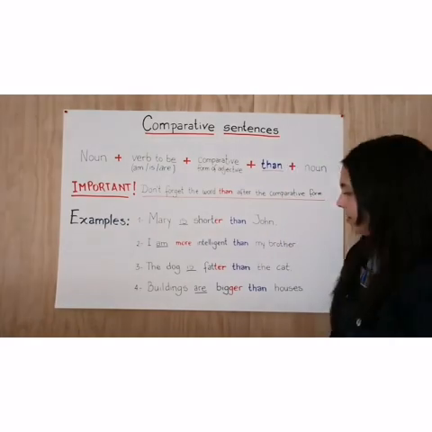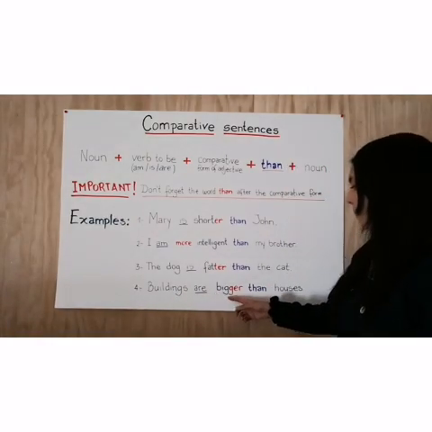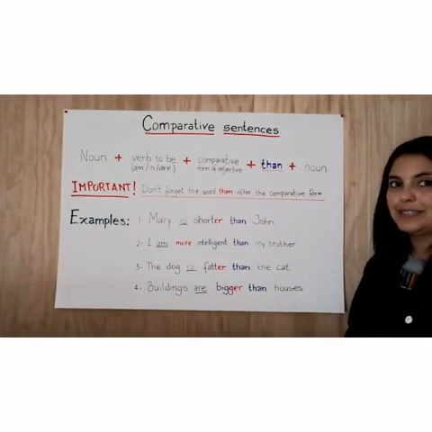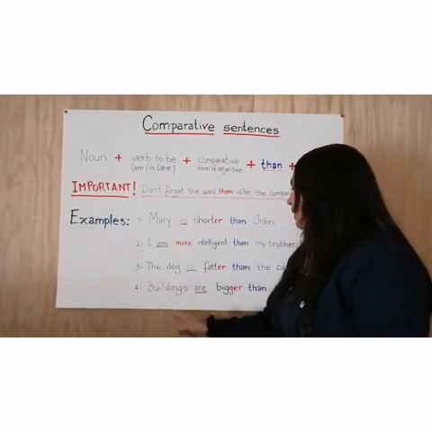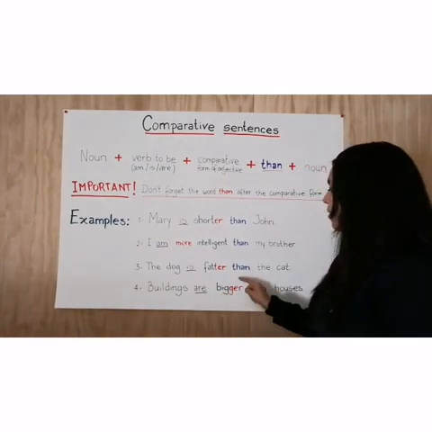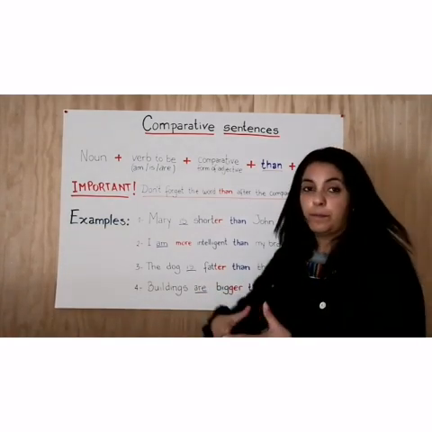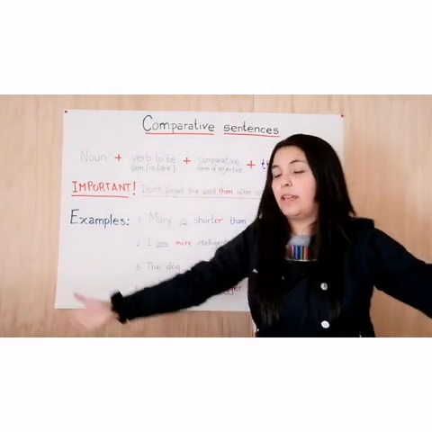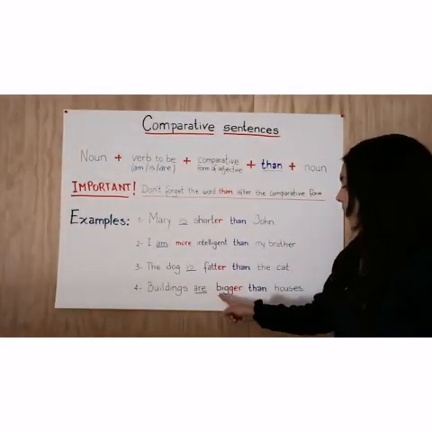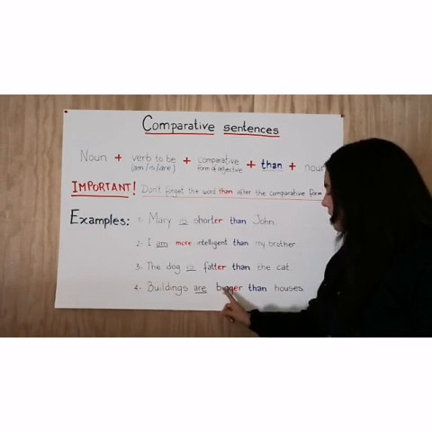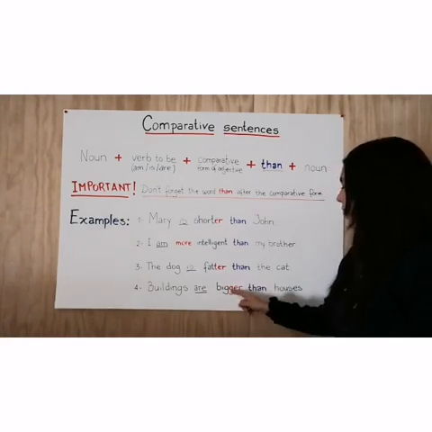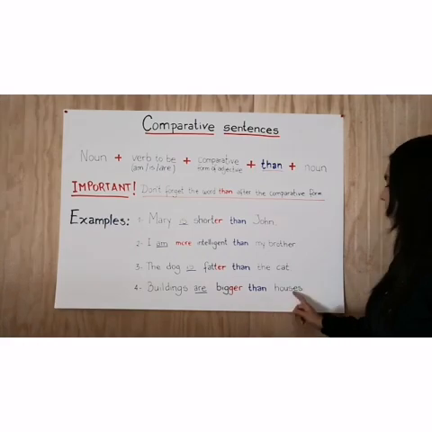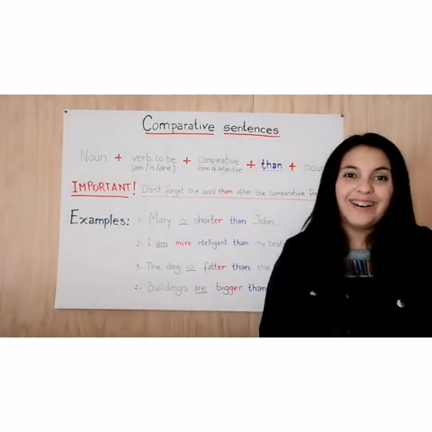And number 4, buildings are bigger than houses. The buildings, buildings are bigger. The adjective is big, very big. And it has the CVC, consonant, vowel, consonant. So we double the last consonant, that is a G. We double the last G, and then we add ER. Bigger than houses.